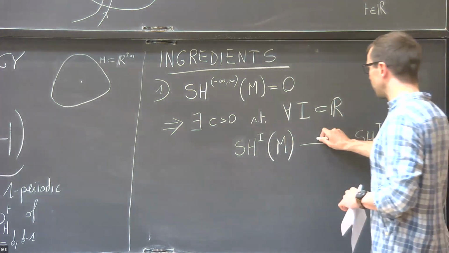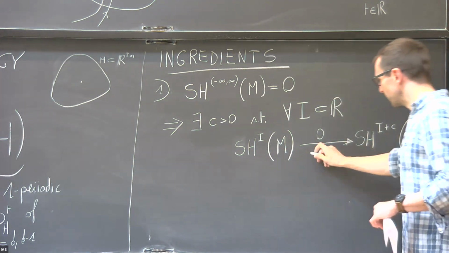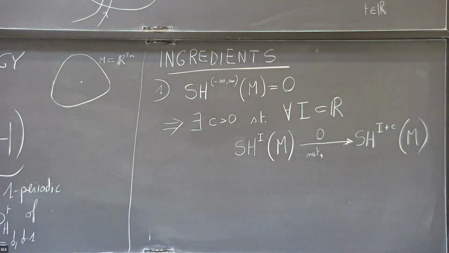And this map is zero. I'm saying that there's a natural map here that turns out to be zero. Right. Why can I shift to I plus C? Why do you have a map?